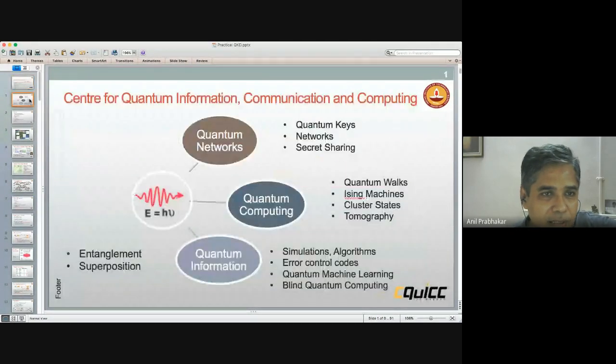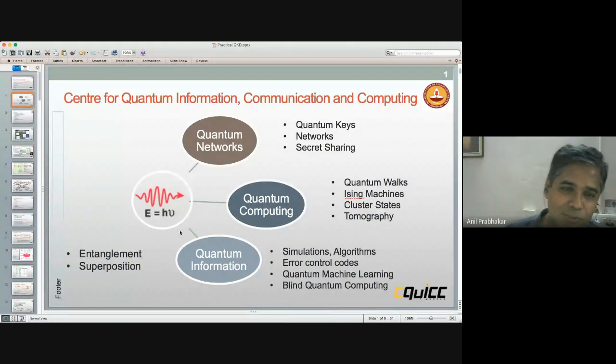A brief introduction. I come from the Center for Quantum Information, Communication and Computing. We work on quantum networks, quantum computing, and quantum information, as the title suggests. And in there, we do work on quantum keys and network secret sharing, which are some of the parts that we will cover today. What we do work with are photons, and there are two properties of photons that are of interest: one is entanglement and one is superposition. This little cartoon gives you the formula for the energy of a photon, which is h nu. And we may have the opportunity to revisit that during this talk a little bit.